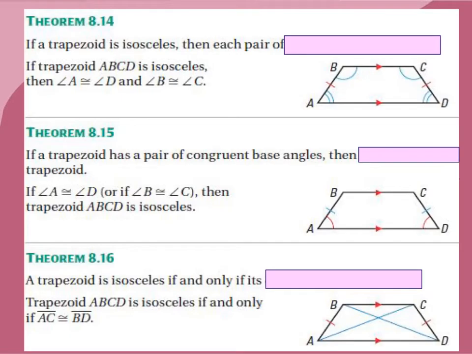So now we have some theorems. If a trapezoid is isosceles, then each pair of base angles are congruent. So here we have A is congruent to D, and B is congruent to C.